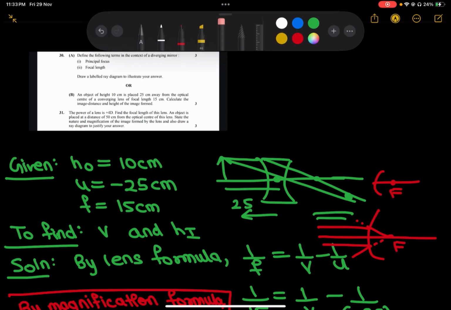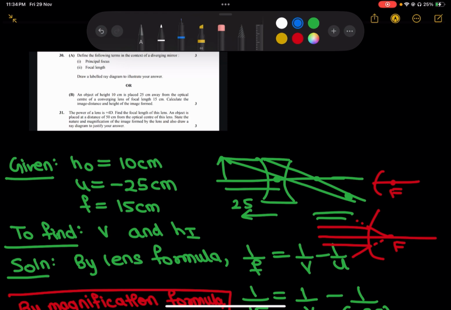Correct? Understood? Okay. Now let's move on to the numerical part here, the B part, right? So an object of height 10 centimeter is placed 25 centimeter away from the optical center of a converging lens of focal length 15 centimeter. Calculate the image distance and height of the image formed. Very simple question, okay? Just formula based. So you have to understand the information given though, right?